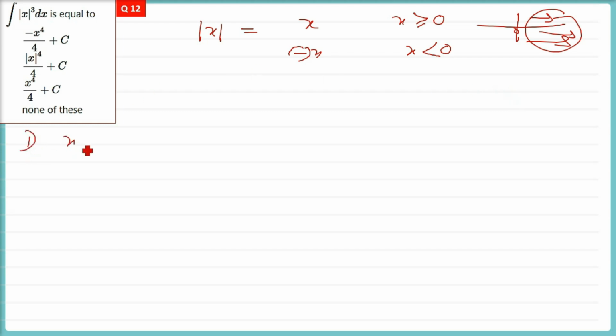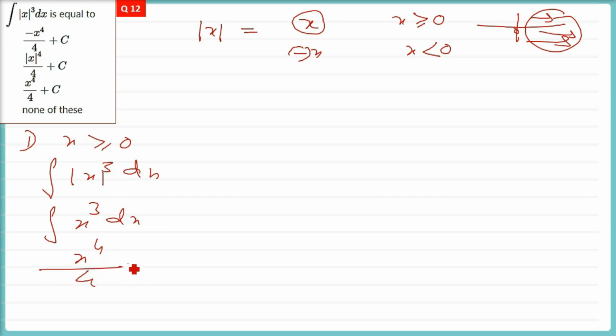So there will be two cases here. The first case will be when x is greater than or equal to 0. So in modulus x cube, modulus x will be x only. There is no negative involved. So it will be x cube dx. So this will be x raised to 4 by 4 plus constant of integration.